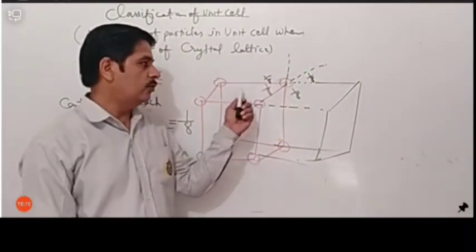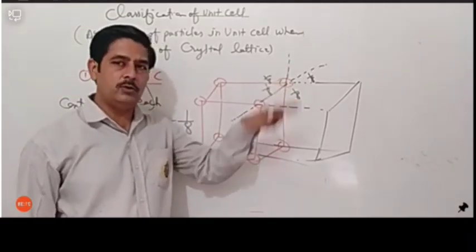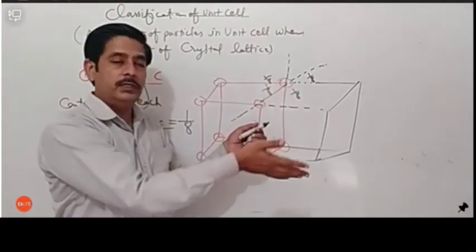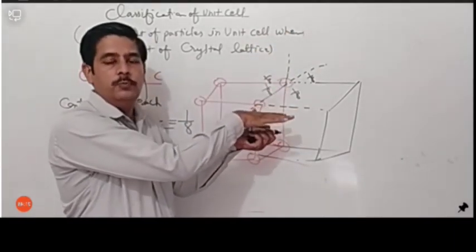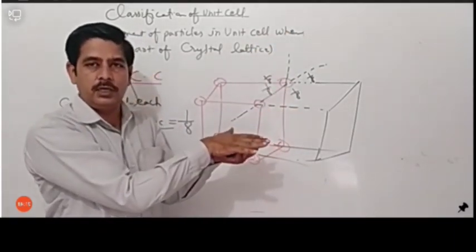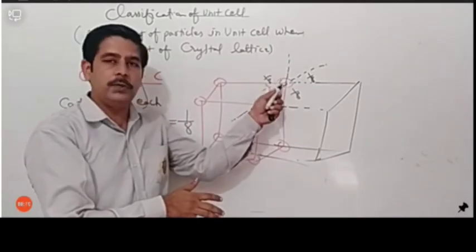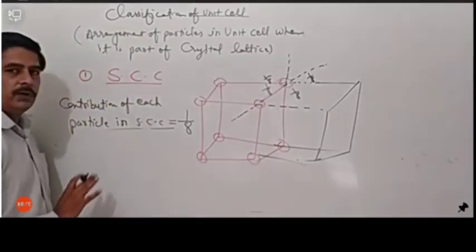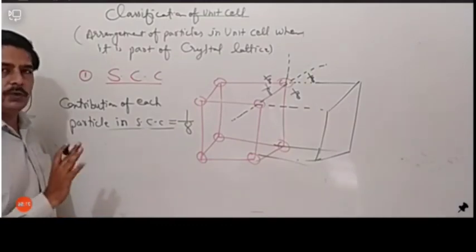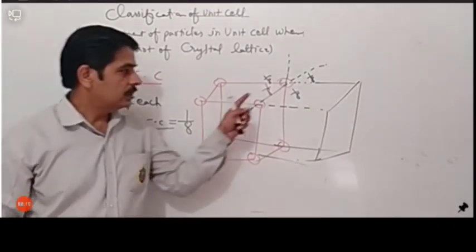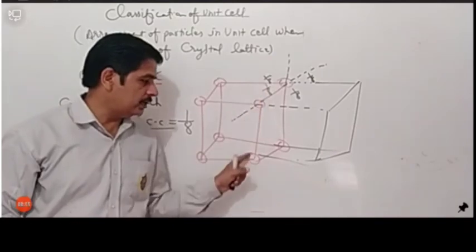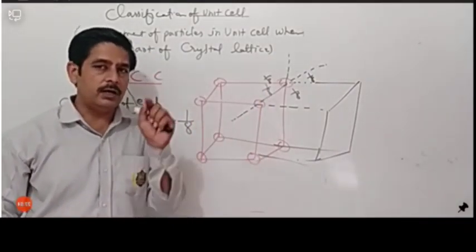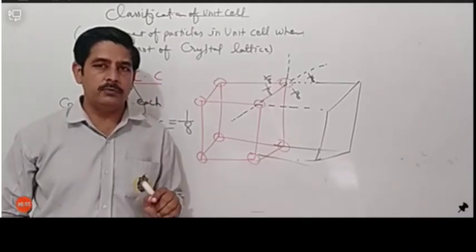So these are the 4 particles, 2 back side and 2 front side. And the 4 unit cells will be placed above it. इनके ऊपर आप 4 unit cell को रखेंगे. So each particle will be in contact with 8 unit cells, so its contribution will be 1/8. And we know that there are 8 particles in SCC, और हर एक particle अगर 1/8 का contribution कर रहा है.